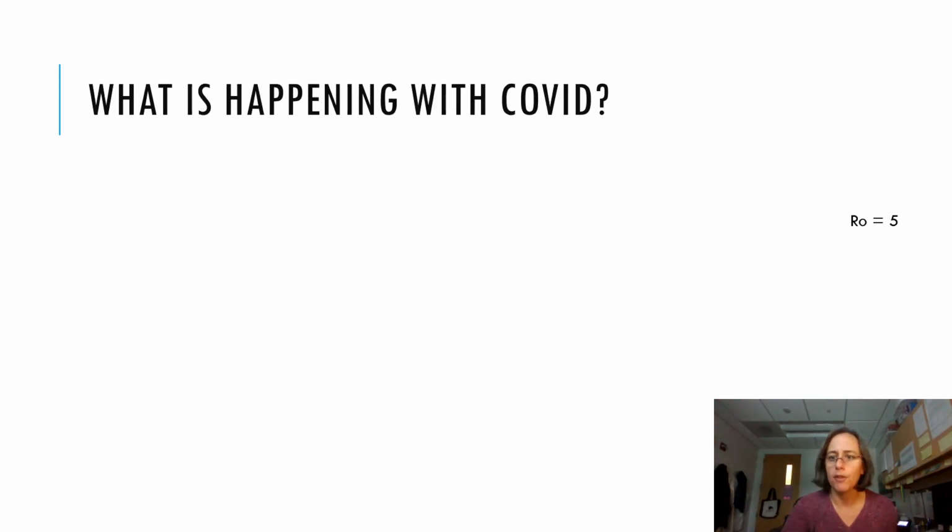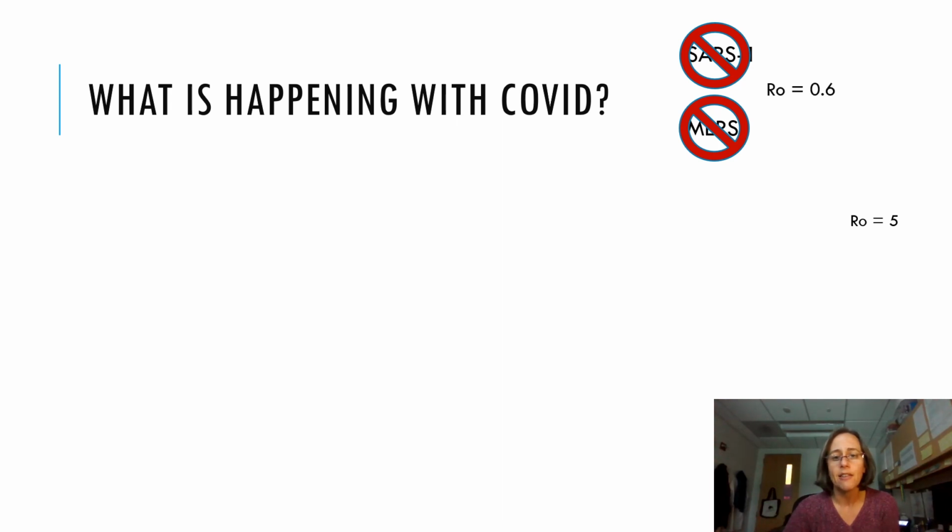So where are we with COVID, right? So what's happening? So unlike SARS-1, which was one of its cousins, and MERS, which is another cousin, so these are other viruses that are very similar to the SARS-CoV-2 virus, which is the virus that causes COVID-19. Those we actually eliminated really, really well because their R0 was 0.6. They were not very contagious, right? Omicron, we think the R0 is at least 5, if not higher.